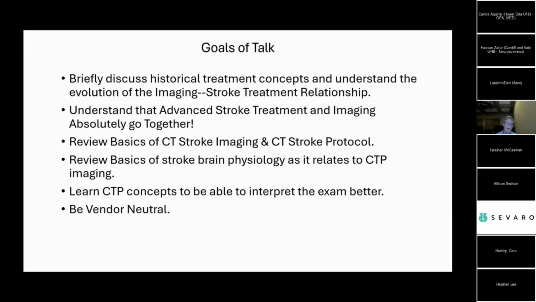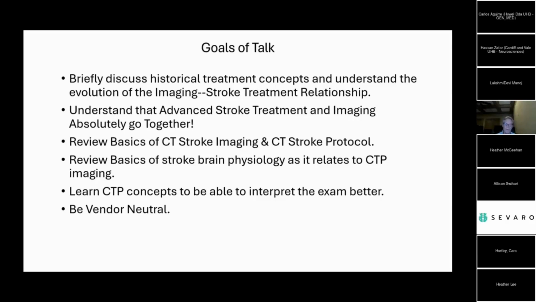As far as goals of the talk or outline, we're going to briefly talk about the historical treatment concepts and understand the evolution of the imaging and stroke treatment relationship. Hopefully by the end of the lecture, you'll understand that advanced stroke imaging and advanced stroke treatment absolutely go together. We're going to talk about the basics of stroke imaging briefly, and the CT stroke protocol. The CT perfusion exam is, of course, one component of that protocol.